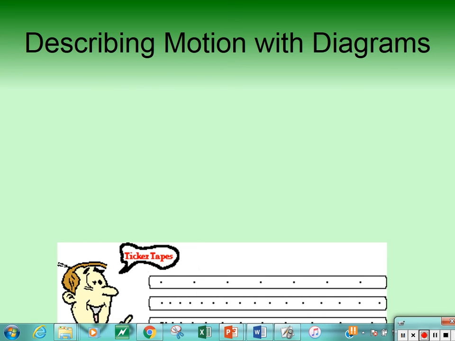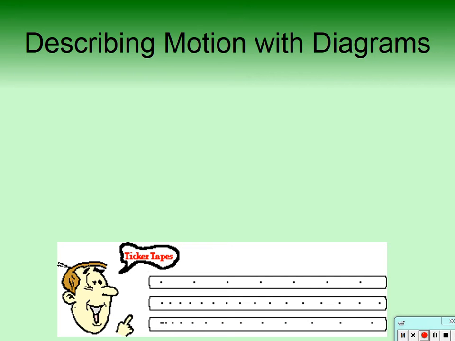Okay, welcome back. We're going to finish up the chapter by talking about one last section. It's called Describing Motion with Diagrams. And hopefully this will be an easy thing for everyone to learn. Hopefully it makes sense to you guys.